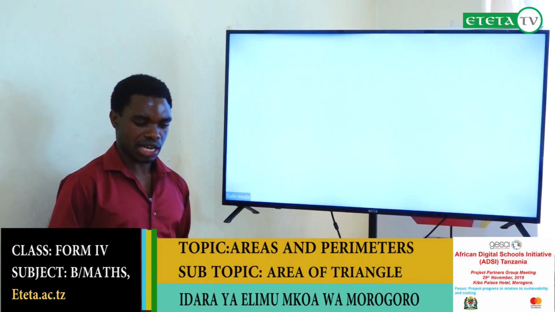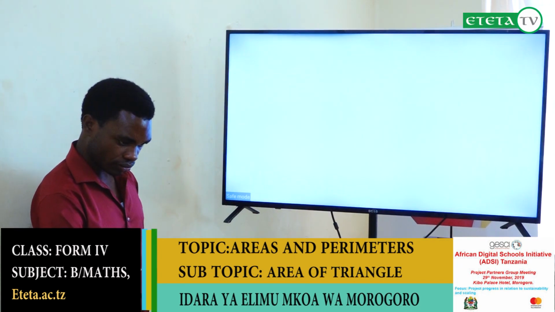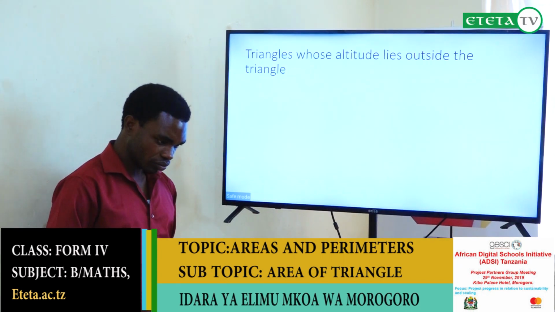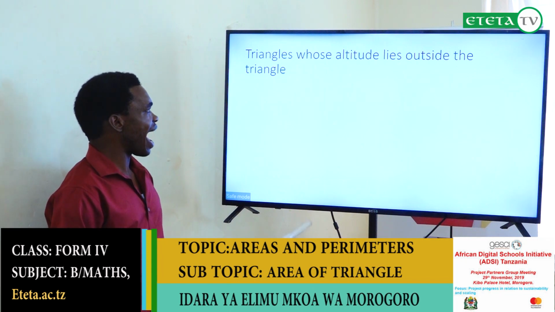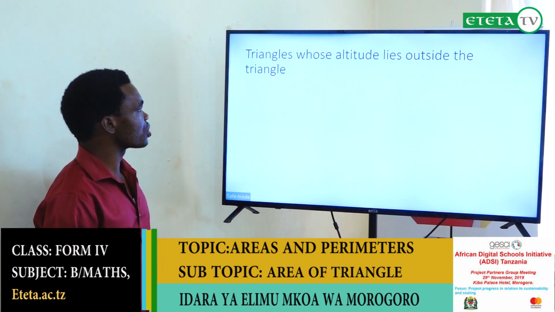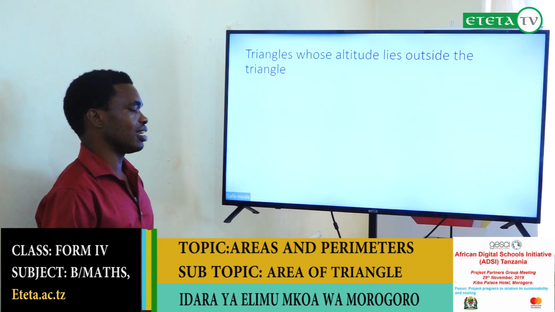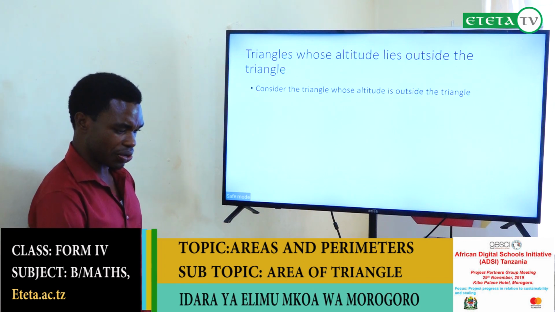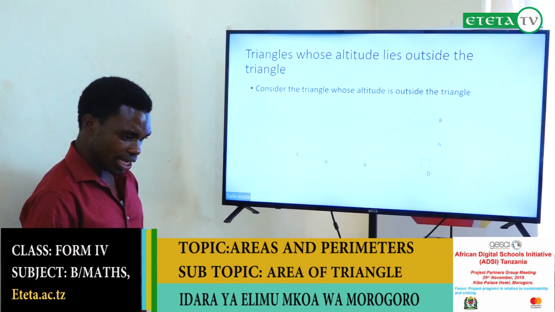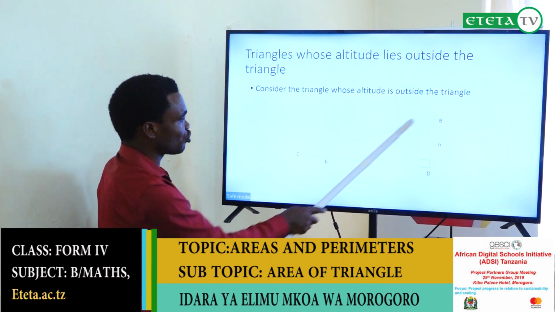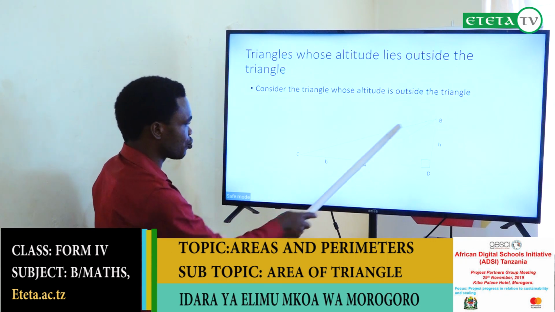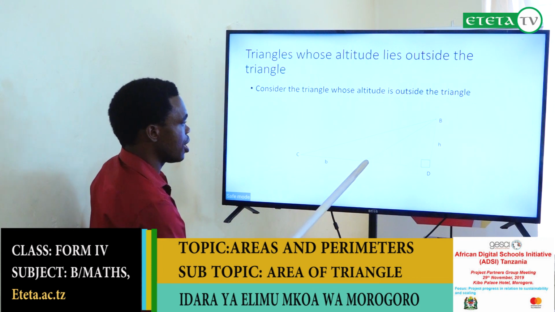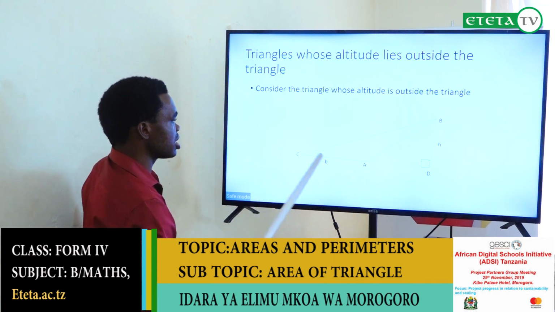Where H stands for the height or the altitude of the triangle. Then again, as we say, there are other triangles whose altitude lies outside the triangle. It is like this one. Yes, this one is the triangle. This is the triangle A, B, C.